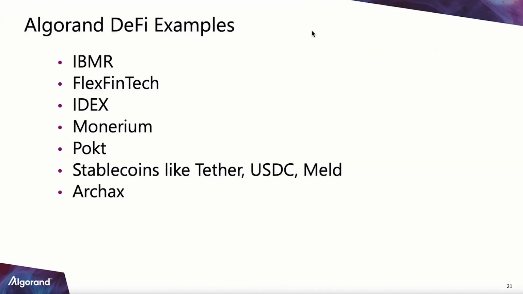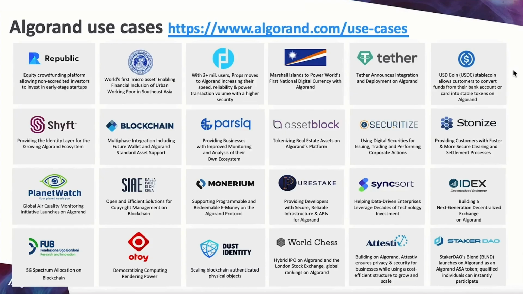In the case of Algorand, really great performance. So a lot of these folks are hopping on board with IDEX, Polkadot, stablecoins like Tether. We mentioned USDC, MELD. These are all examples of DeFi applications that are running on our network.